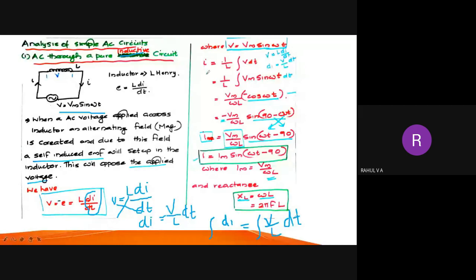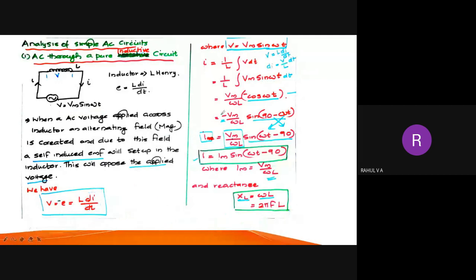Look at this part of the formula. After integrating, I is equal to 1 by L, taking L outside the integration because L is constant, integral of V dt. What is changing is the voltage, because it is the instantaneous value. With the angular frequency, the instantaneous value will also vary. So I get I is equal to 1 by L integral of V dt.